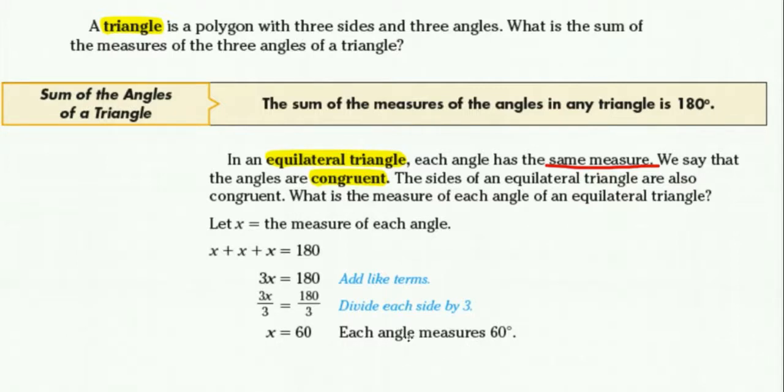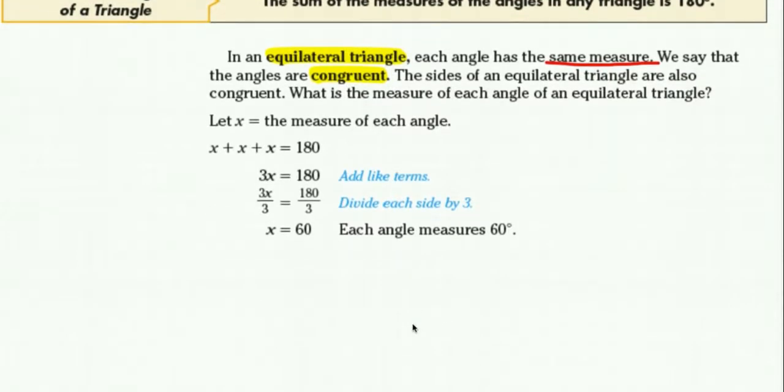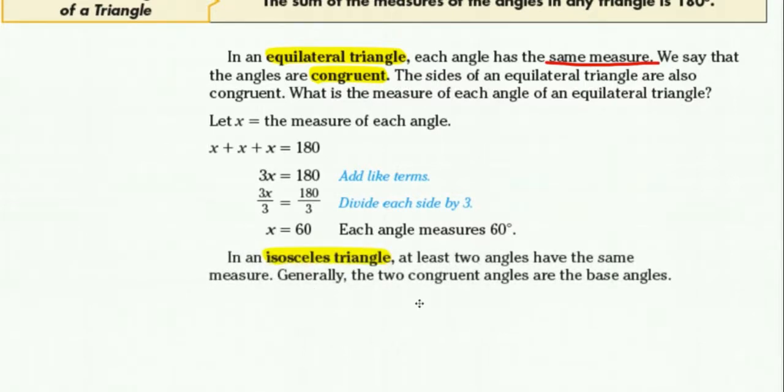Another classification that we've studied is what we call an isosceles triangle. In an isosceles triangle, at least two angles have the same measure. Generally, the two congruent angles are base angles. So in an equilateral triangle, this is how it looks like, where you have three angles that are congruent to each other, and all the sides are also congruent to each other.